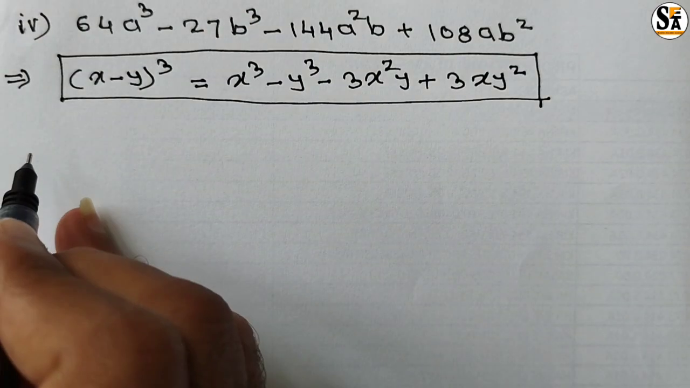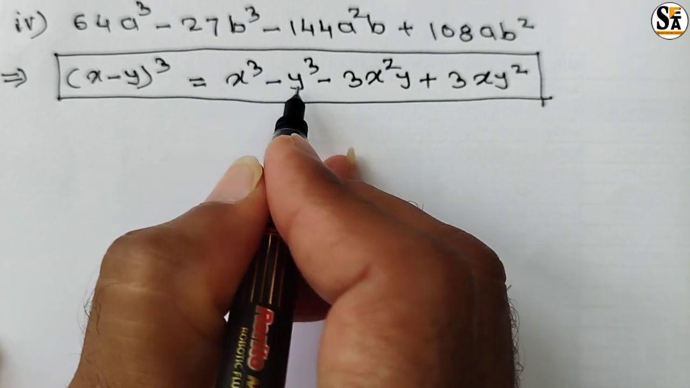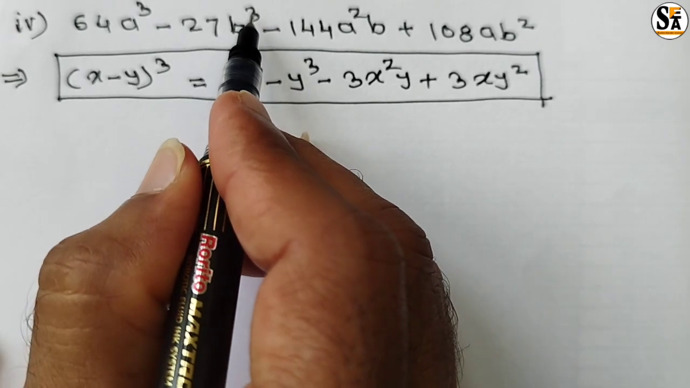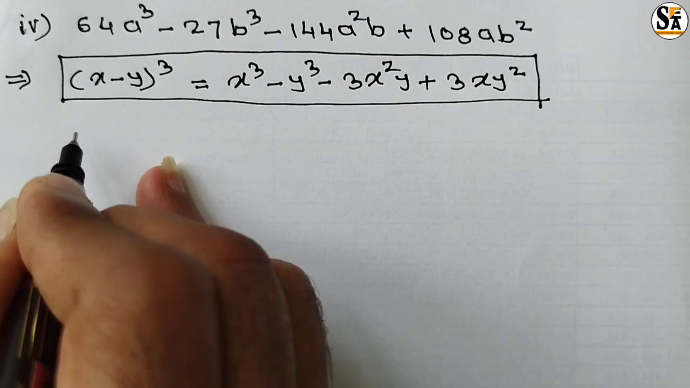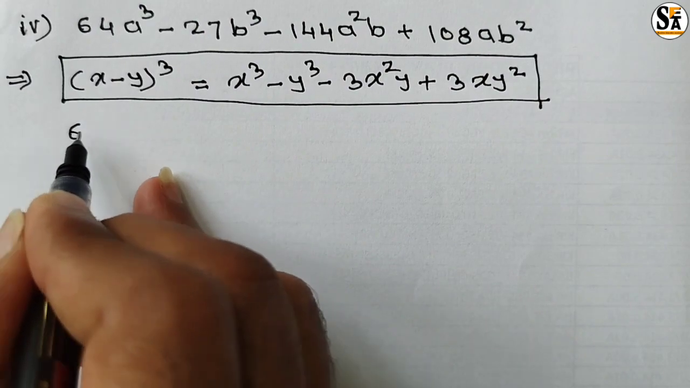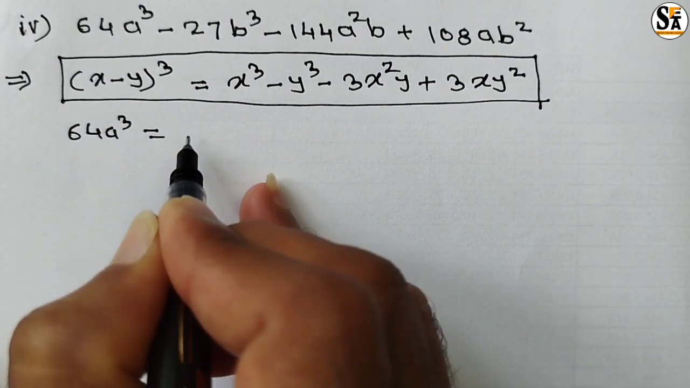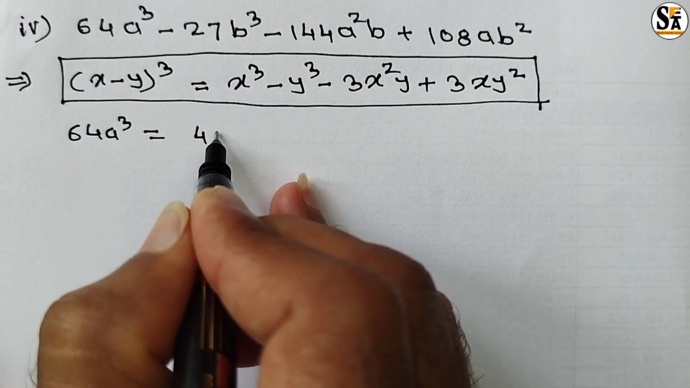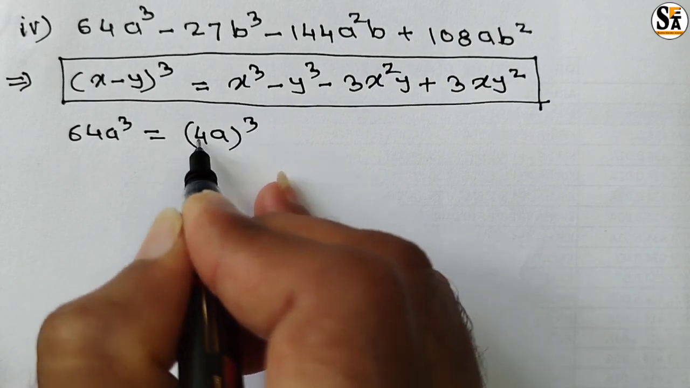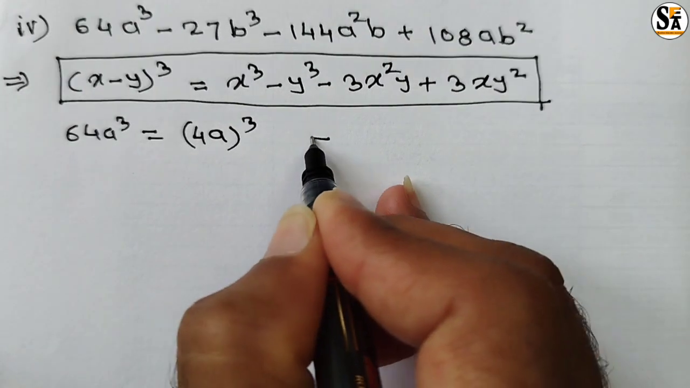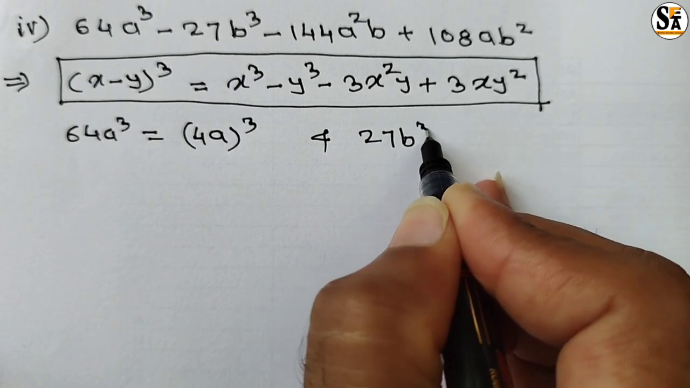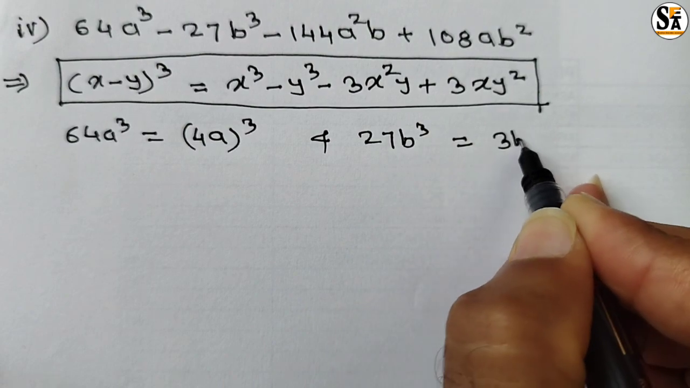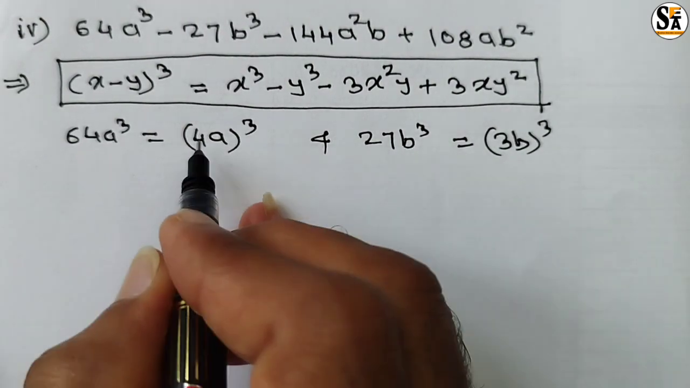Now just see how to match. Here we require two terms which are perfect cube. So 64a cube and 27b cube are perfect cube. How? 64a cube we can write as 4 cube, 64 is a cube of 4, and a cube, here we can write a bracket cube. So 4a cube means 64a cube, and 27b cube we can write as, 27 is a cube of 3, so 3 into b bracket cube. So these two terms are perfect cube.